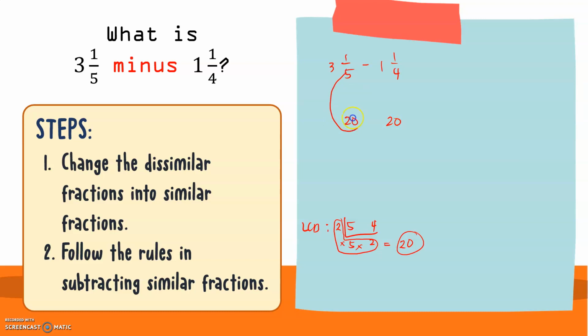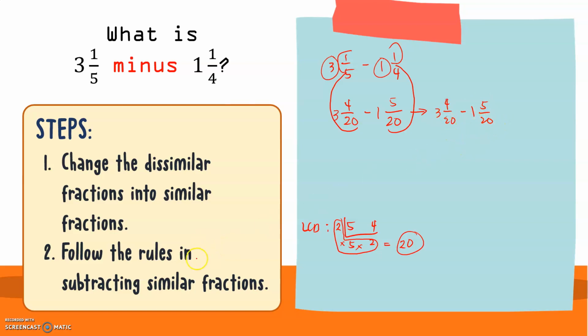Okay, now let's divide. 20 divided by 5 is 4 times 1, that will give us 4. We do the same on the other fraction. 20 divided by 4 is 5 times 1, that will give us 5. Then, let us not forget to copy these whole numbers here. So we'll have our new fractions as 3 and 4 over 20 and 1 and 5 over 20.